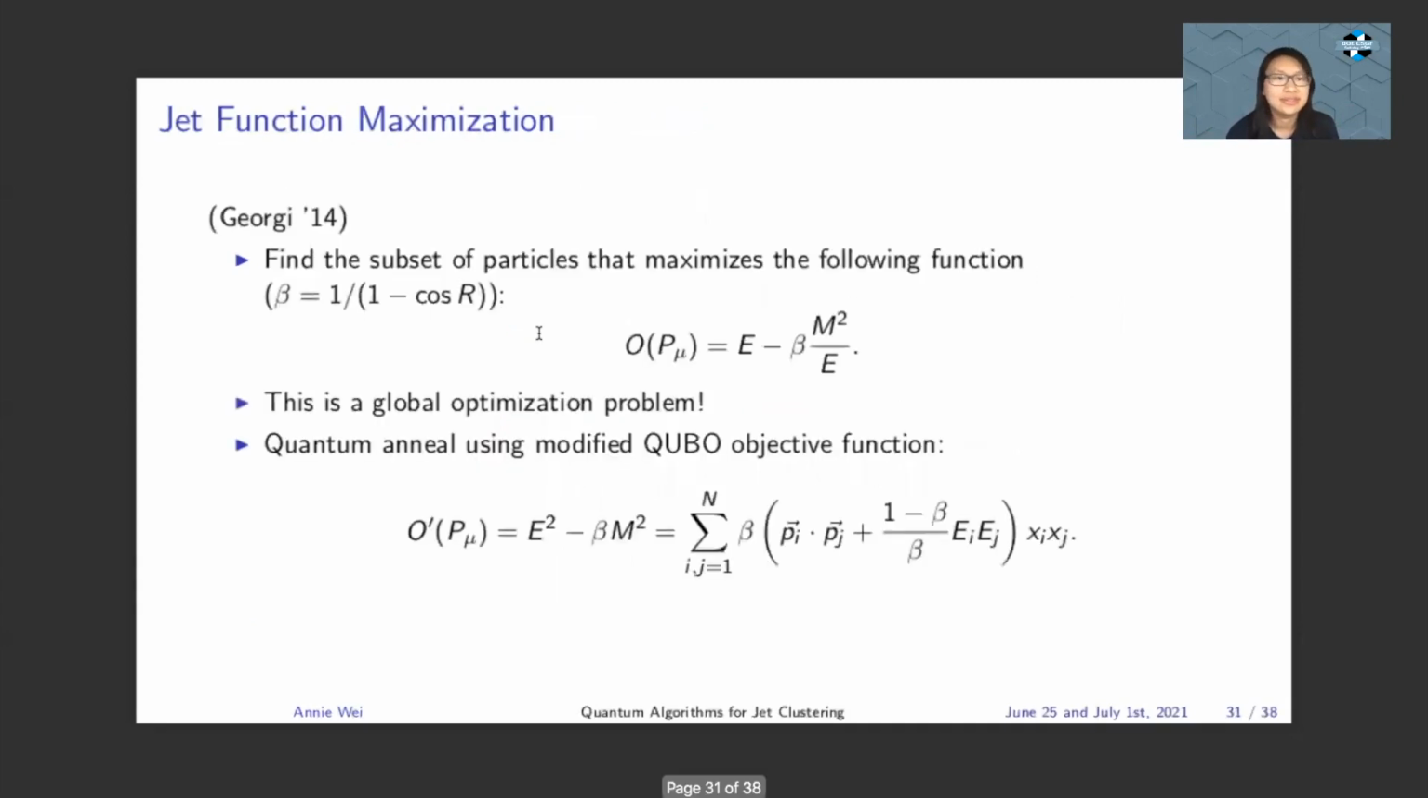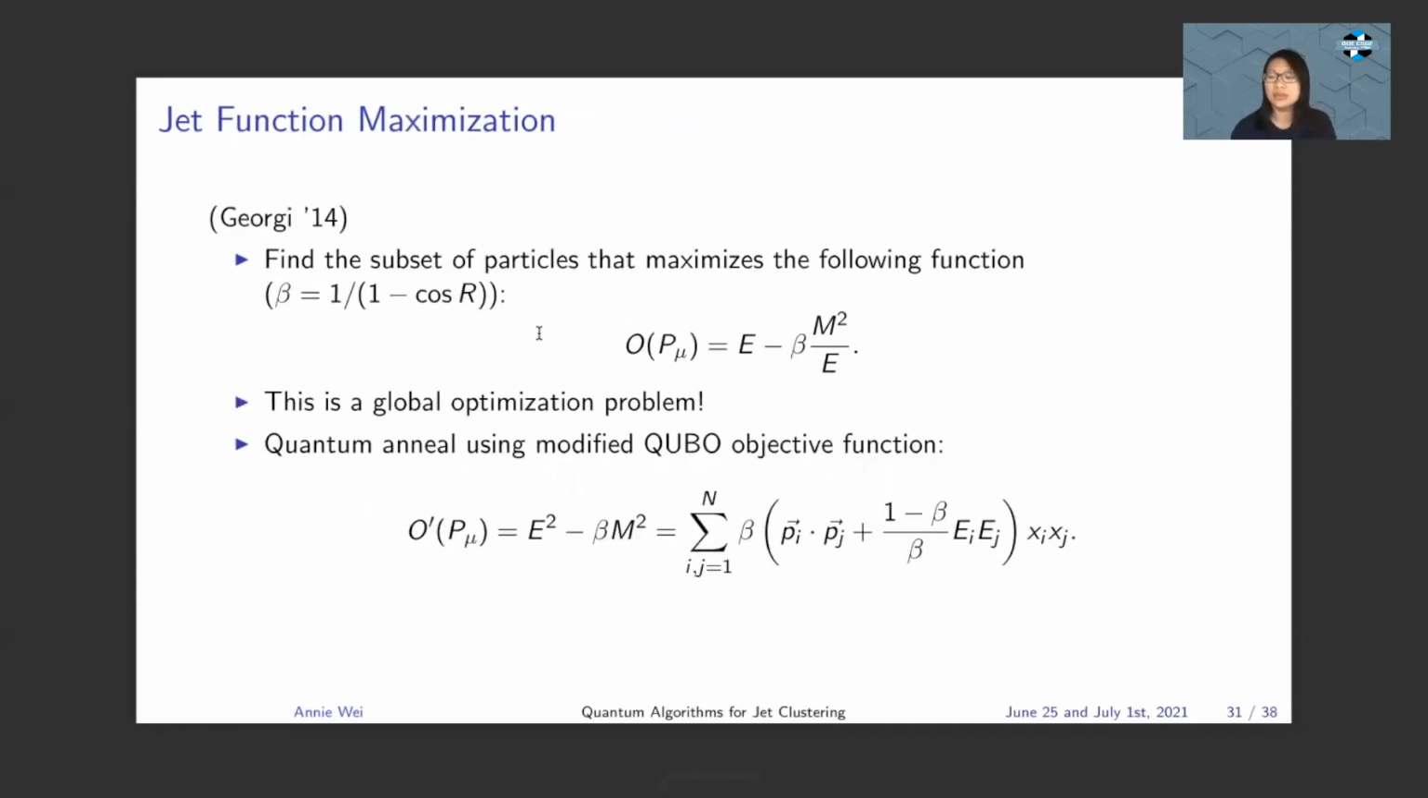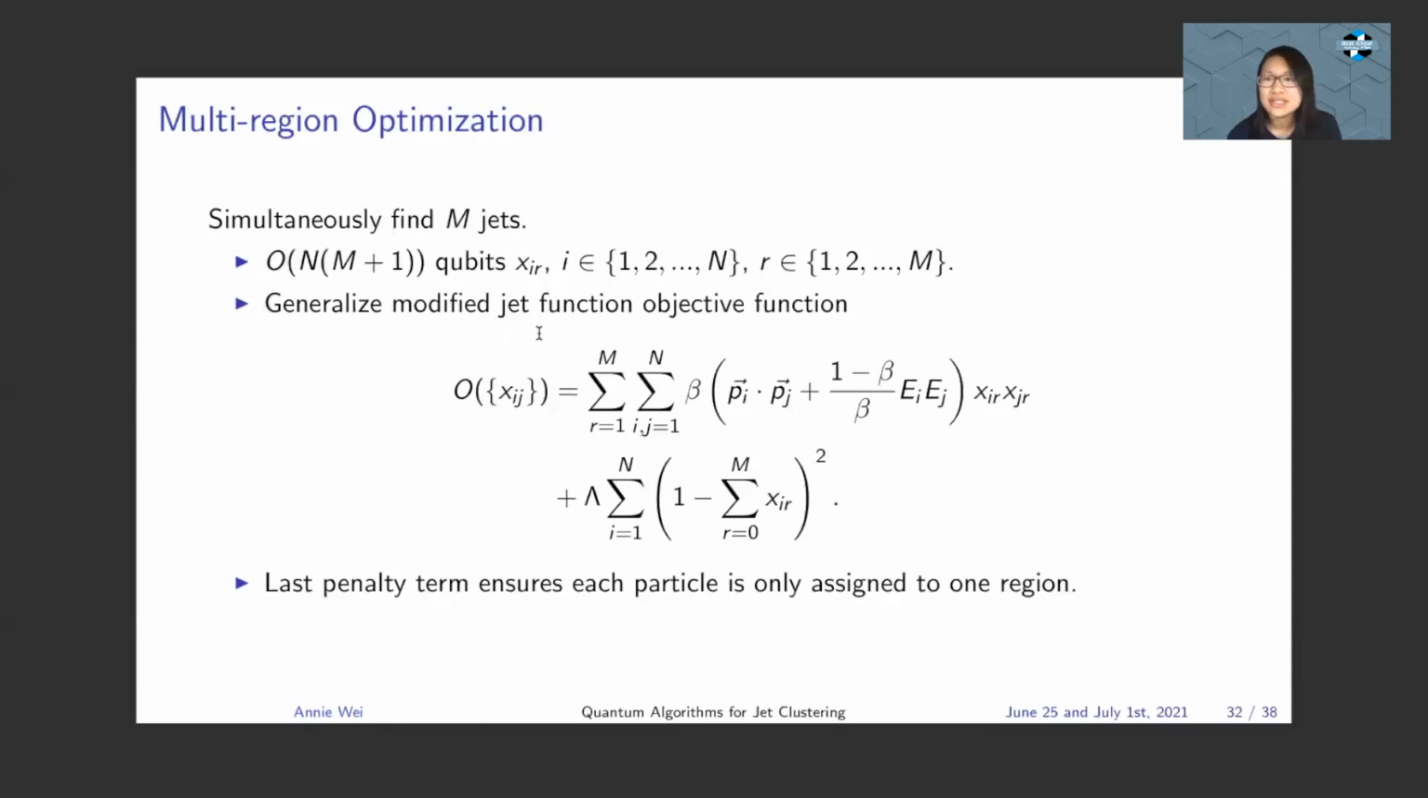But it turns out that if you want to do some sort of global maximization using a jet function, you can do something that looks very similar to the QUBO approach we used in the quantum annealing D-Wave case. And you can even try doing it with multiple regions. The thrust problem had two regions, but maybe I would like more jets. This doesn't work quite as well on the D-Wave hardware. You can ask me later if you want to hear more about this as well.